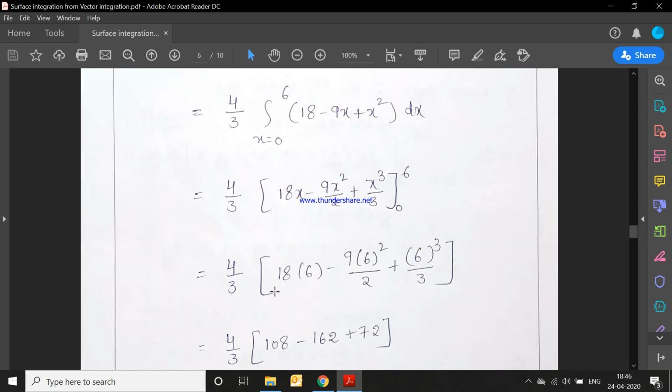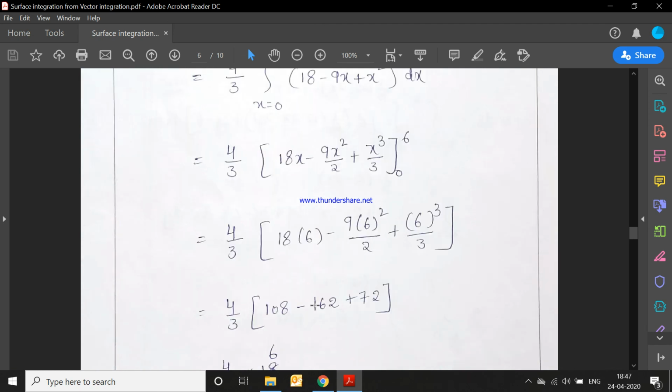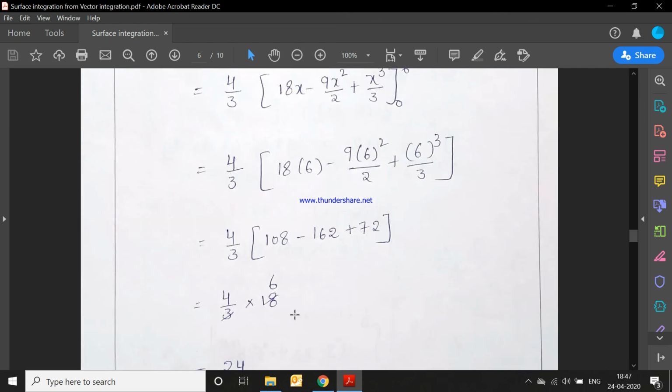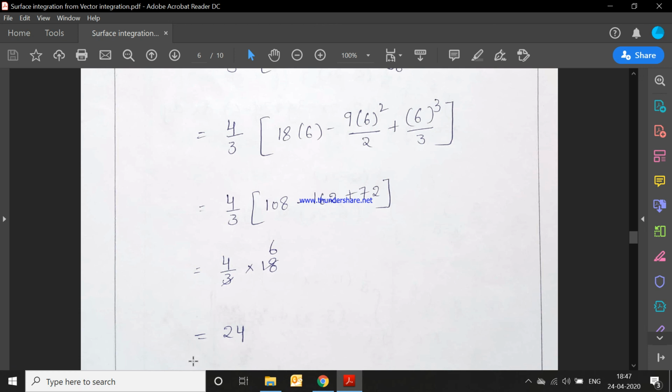Now substitute the limits. We get 4 by 3 into (18 into 6 minus 9 into 6 square by 2 plus 6 cube by 3). We get 18 into 6, which is 108, minus 162, plus 72. Then simplifying, we get 4 by 3 into 18, so the answer is 24. That's all for today.